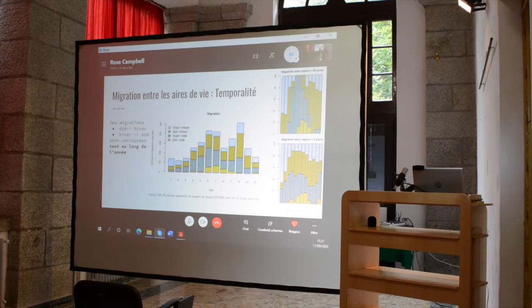When we look at short stays, leading to less than 5 days spent on the destination zone, we can see that these dark blue migrations occur all year long. So we concluded that a lot of individuals are moving from zone to zone, and this is happening all year long.